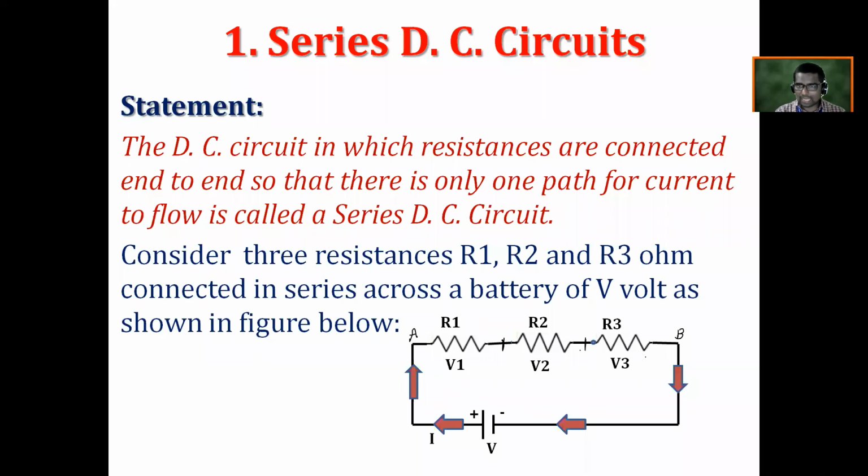Now, here we consider three resistances connected in series, and this series combination is connected across a battery of V volt, so that I ampere of current flows. Due to that current, the voltage across R1 is V1, across R2 is V2, and across R3 is V3. But may I ask the question, what is the total voltage between points A and B?